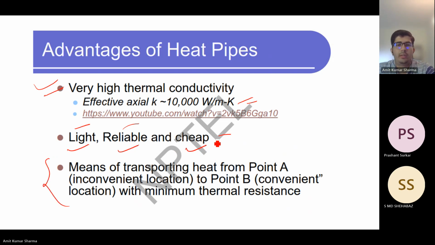The best example is the laptop. In laptops, on our motherboards, we have different devices like the processor and graphics card at different locations, but we can have the exhaust only on the left-hand or right-hand side. By means of heat pipes, we can configure the heat transfer from the processor to the exhaust. So from an inconvenient location to a convenient location with minimum thermal resistance.